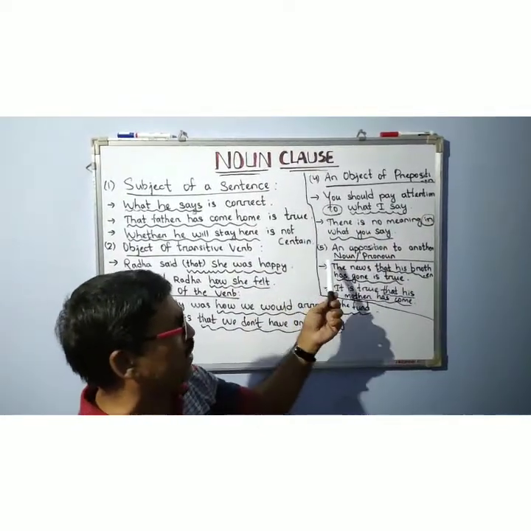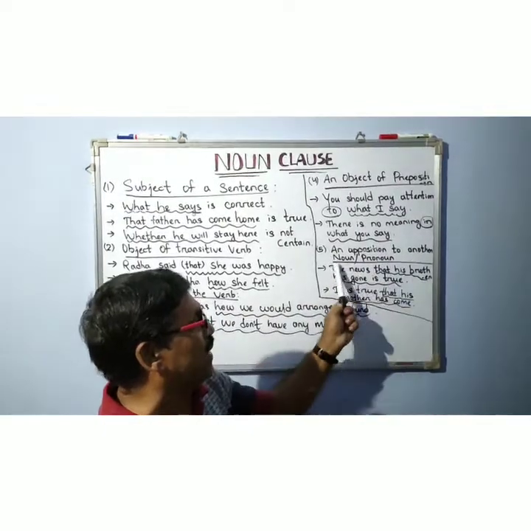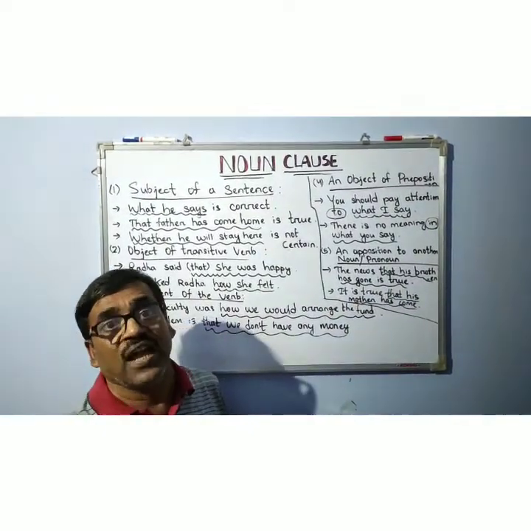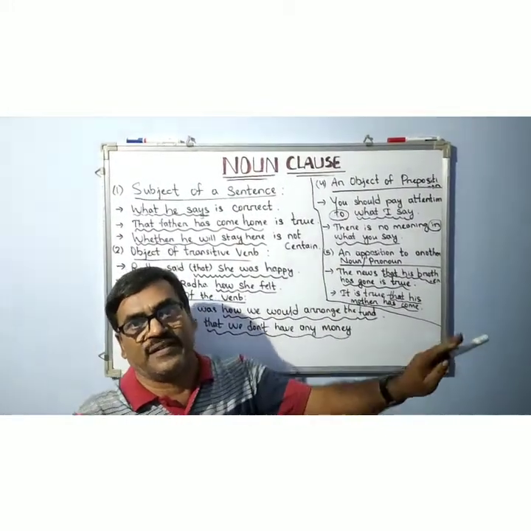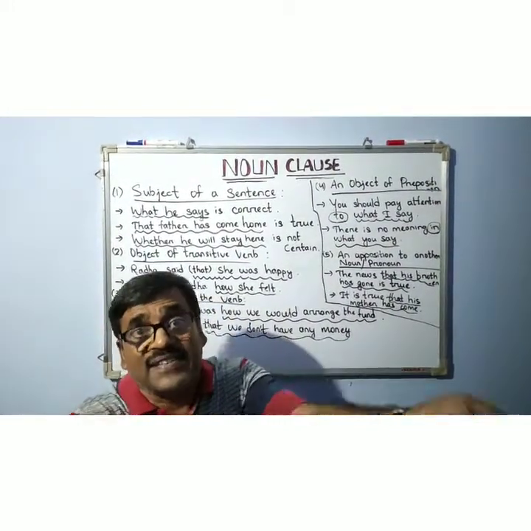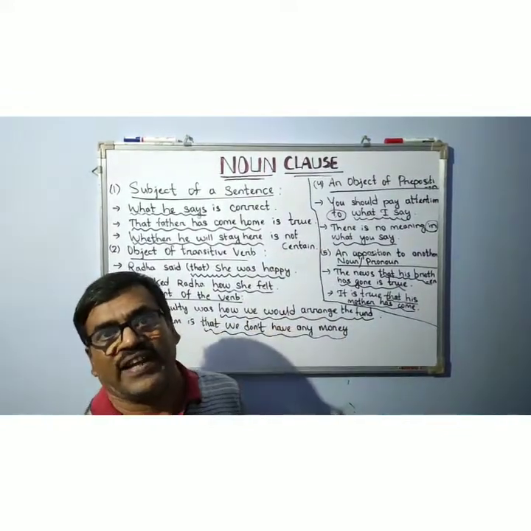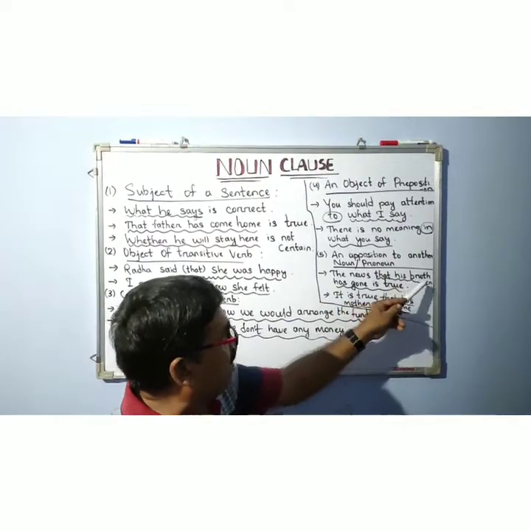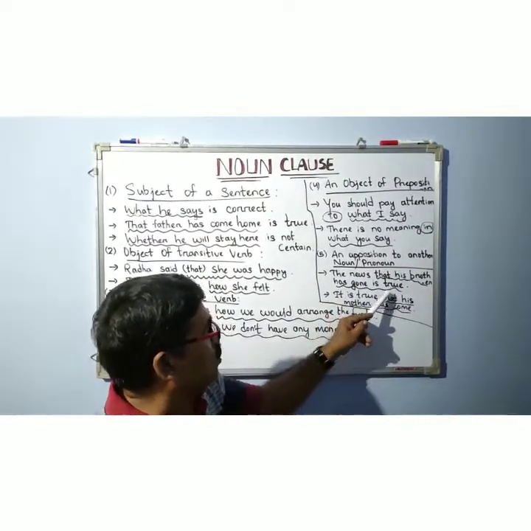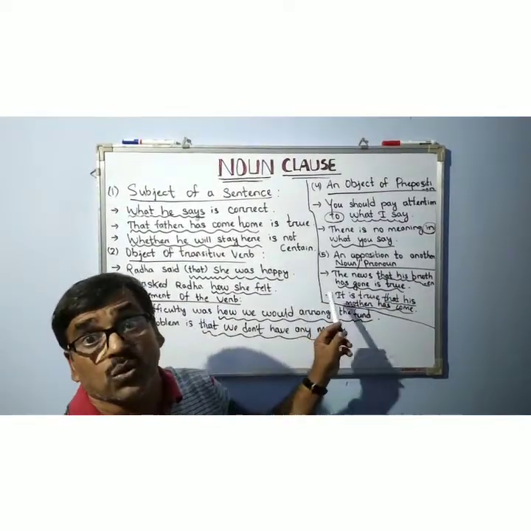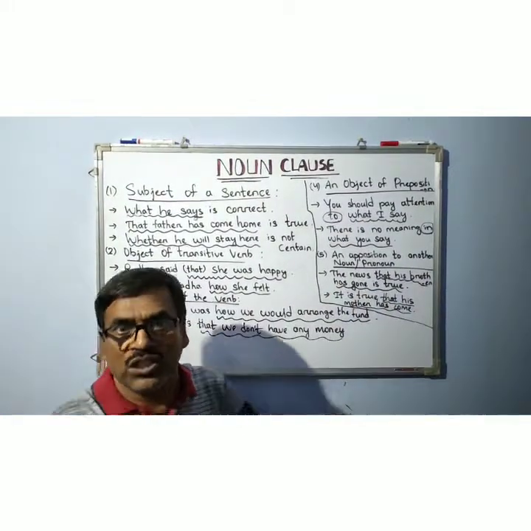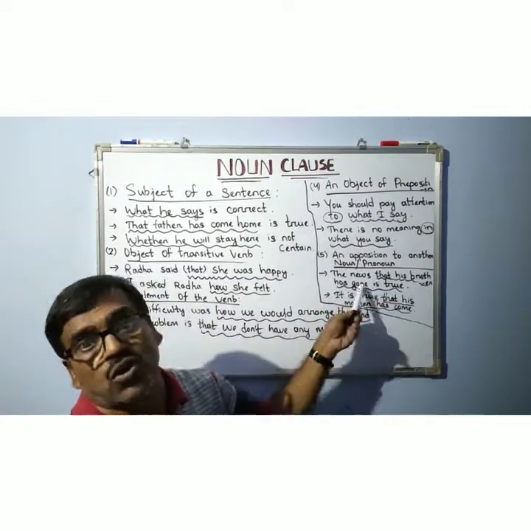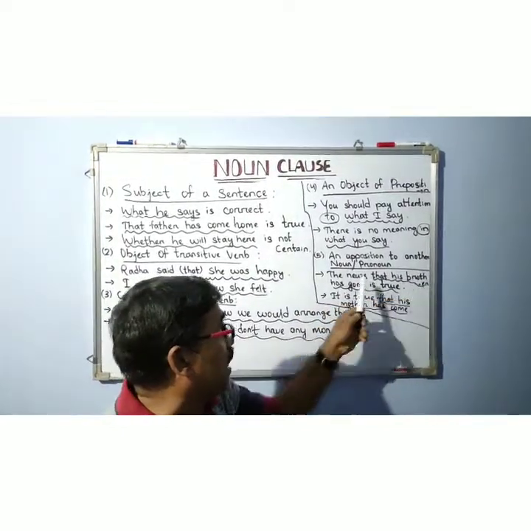Then come to the next point: an apposition to another noun or pronoun. First of all, you should know what an apposition is. Apposition means just a replacement. The example is: the news that his brother has gone is true. So what is true? The news is true. So it is replaced by the noun clause "that his brother has gone".